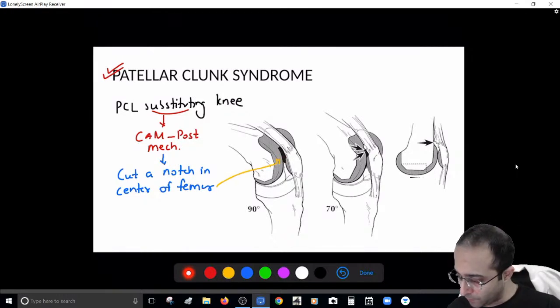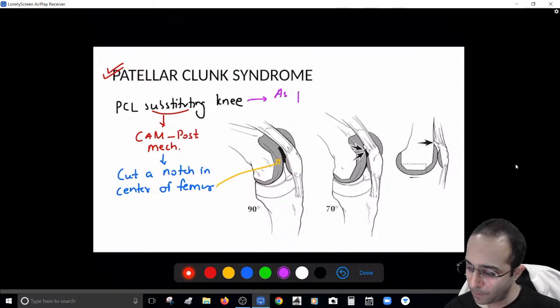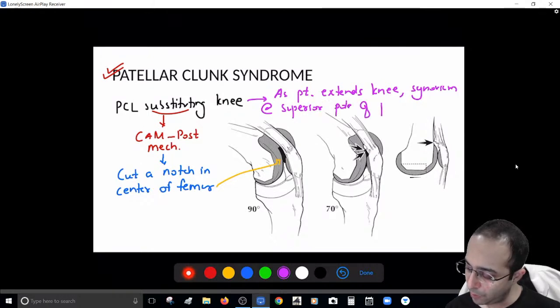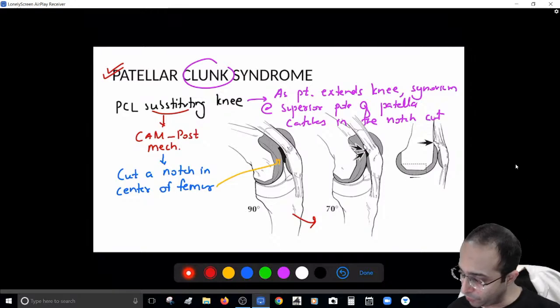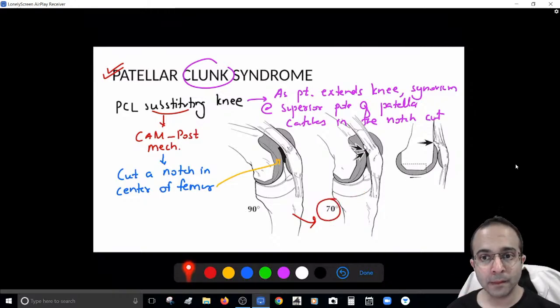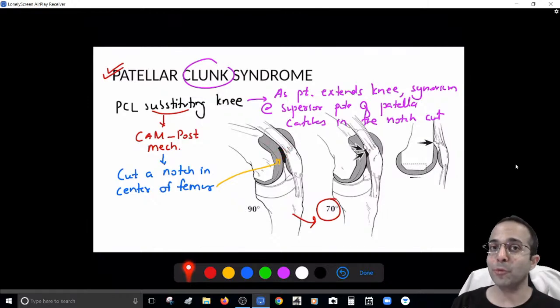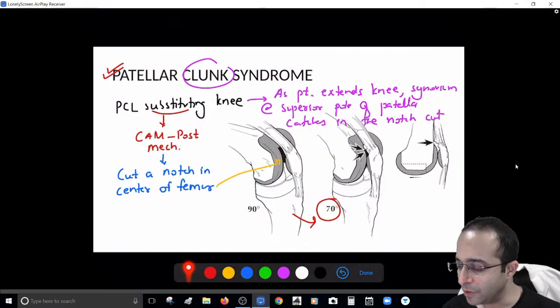Now the problem is that in this PCL substituting knee, as the patient extends the knee, sometimes synovium at the superior pole of the patella catches in the notch cut, leading to this clunk. So see, you have cut this notch here. As you extend the knee and it comes to around 70 degrees flexion, the synovium at the superior pole of the patella might get entrapped in this notch. The notch was cut for the cam-post mechanism. So this is how that extension leads to clunk.